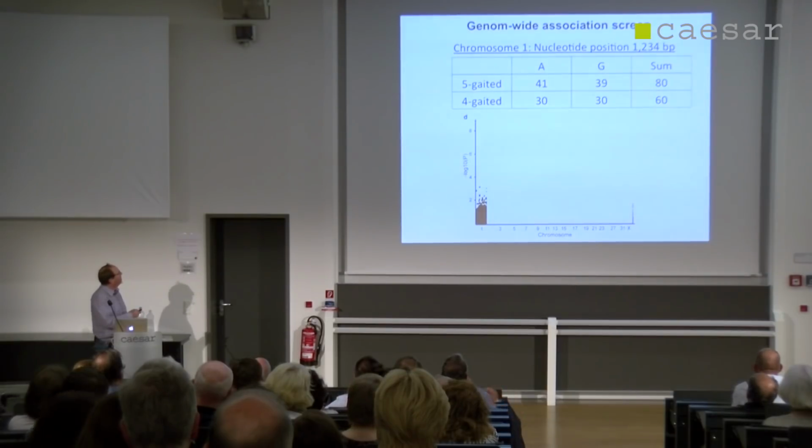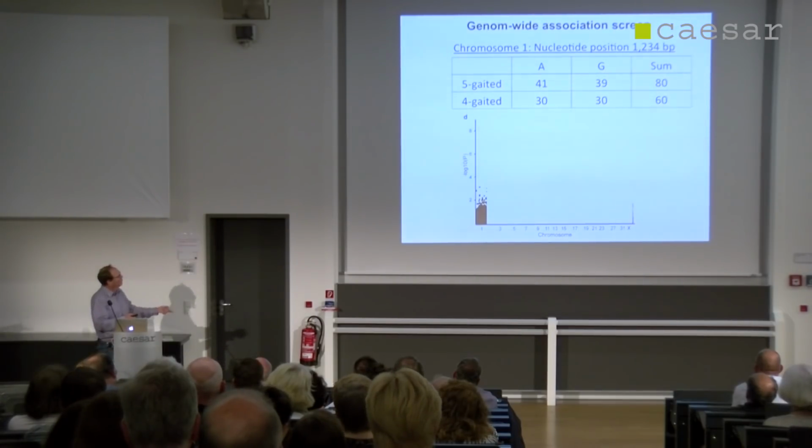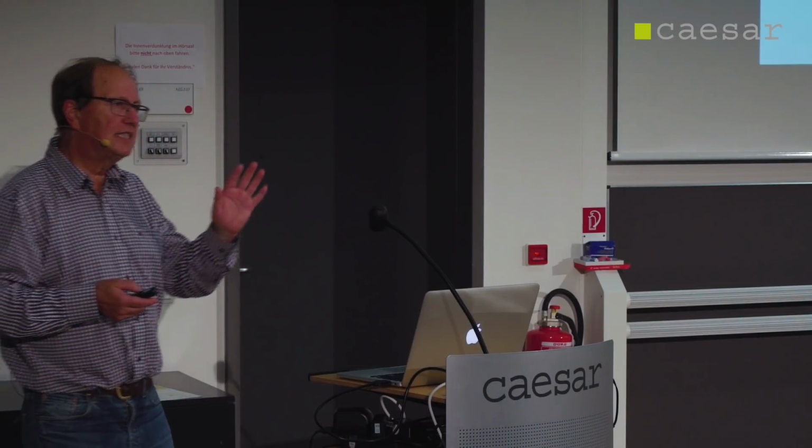So we had five-gaited horses and four-gaited horses. So we had 45 five-gaited, so 80 chromosomes because they are diploids, so they carry one chromosome from father, one from mother. And we had 34 four-gaited. And what we then do is that we screen them with genetic markers.